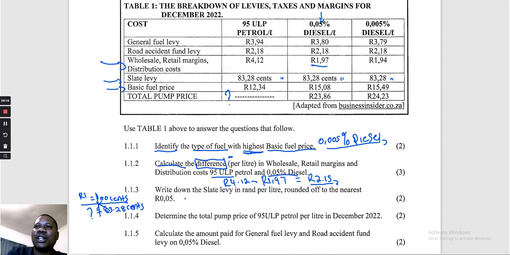So we're going to have 100 times the question mark is equal to 83.28. Remember we said question mark multiplied by 100, then 83.28 multiplied by 1 still becomes 83.28. Therefore we're going to divide both sides by 100 so that this one can cancel this one. We want to remain with the question mark, therefore we divide here by 100. Therefore our question mark is equal to 83.28 divided by 100.